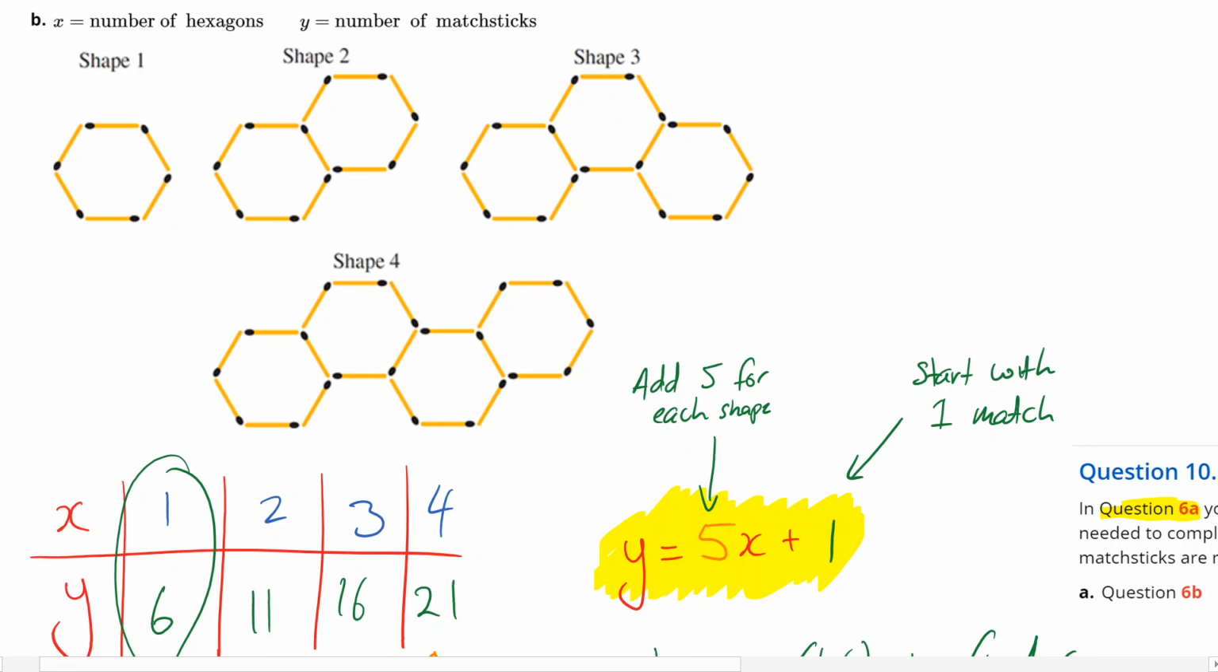And if you then come and look at our hexagons here, if you start with one, then you're just adding 1, 2, 3, 4, 5. And then to get a new shape, you just add 5 again. 1, 2, 3, 4, 5. So you're just adding 5 each time, but you need to start with 1 in order for that to be true.